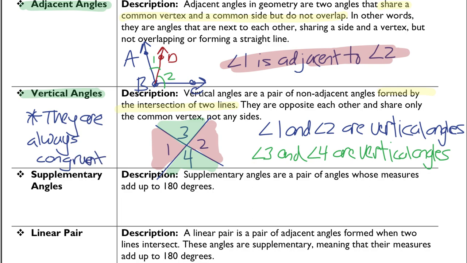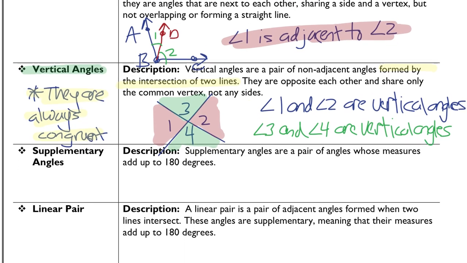So vertical angles, the pair of vertical angles, are always going to be the same size, the same shape. So angle 3 and 4 are going to be equal in measure. So angle 1 and 2, if this was like 80 degrees, this would also be 80 degrees. That's always true if they're vertical from each other.